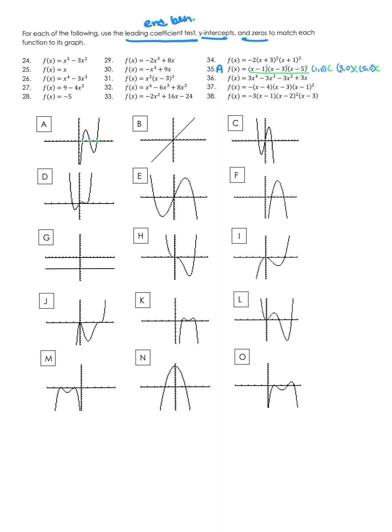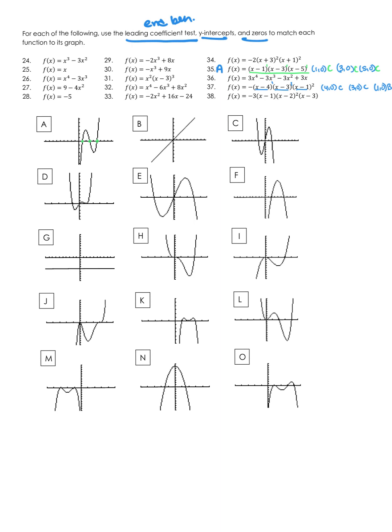Then I would do the same thing for any other ones where I think it's pretty obvious to see the zeros. So I will look at 37 maybe next, because this one has clearly 3 zeros. We've got 4, 0, which will be a cross because it's only a power of 1. We got 3, 0, which will be a cross because it's only a power of 1. And we've got 1, 0, which will be a bounce because it's a power of 2. So now I can try to find something with a bounce at 1.